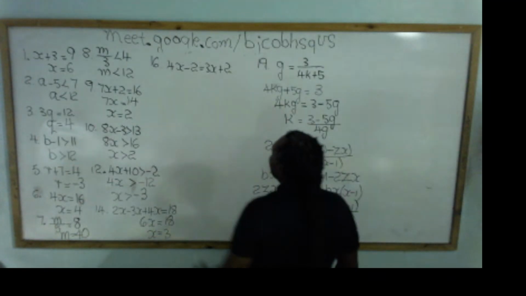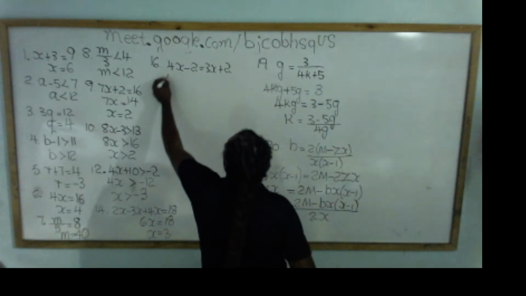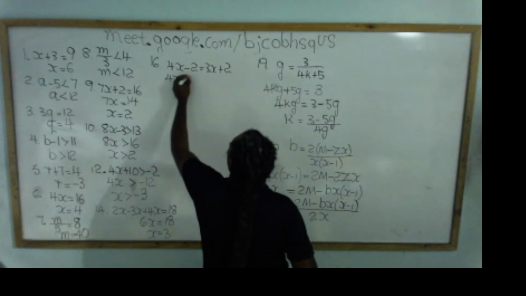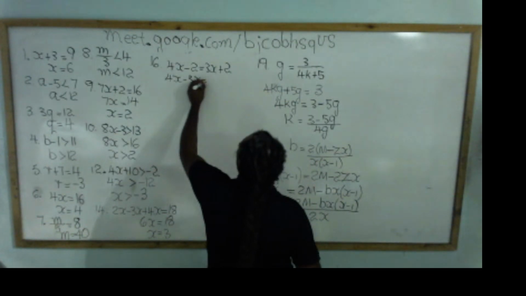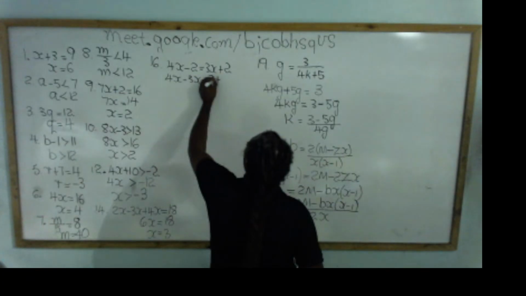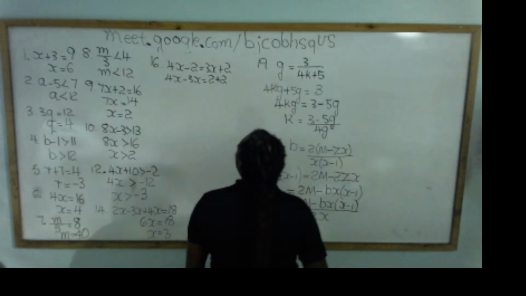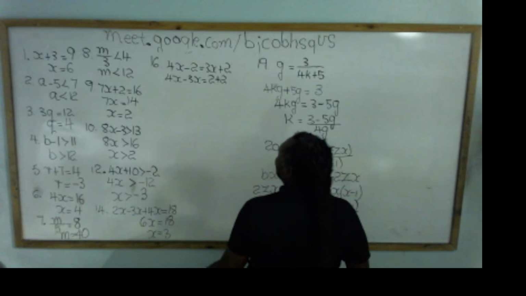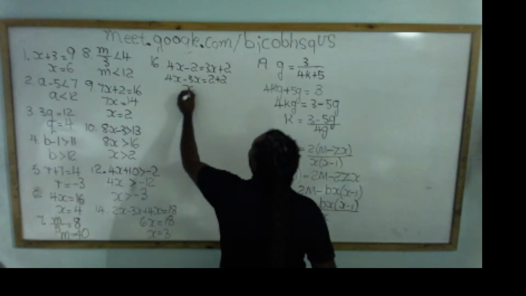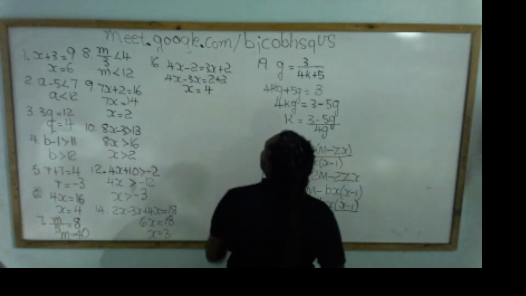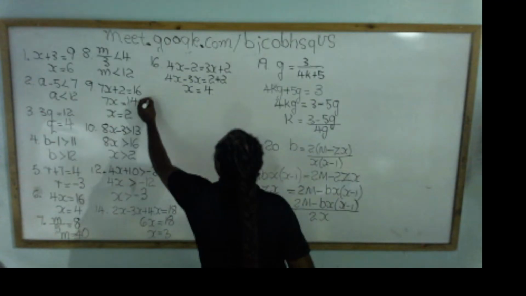Let's put the x's together and everything else on the other side. 4x minus 3x is equal to 2 plus 2. Finish up, because 4x minus 3x is merely x, so x is equal to 4. 18.